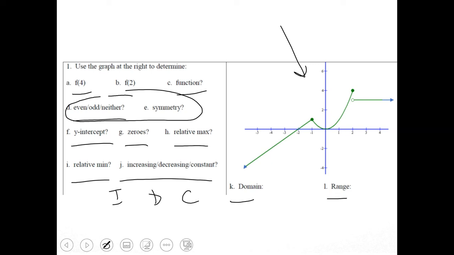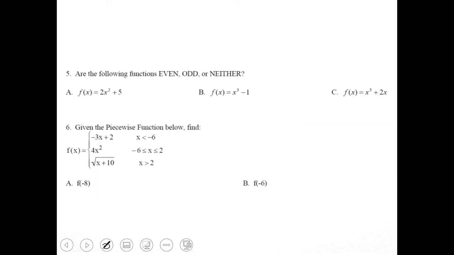Domain and range, take special attention to look at open circles and closed circles, and be sure that your answers reflect them if needed. This is now questions 5 and 6, and again, I'm only giving you a couple of hints on the ones that I anticipate you might have questions on.